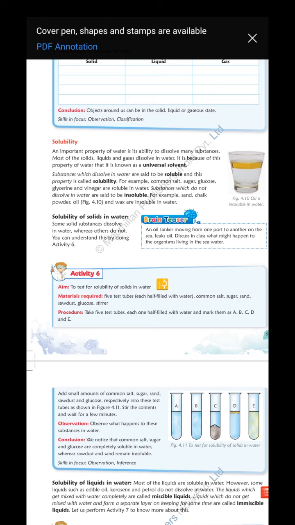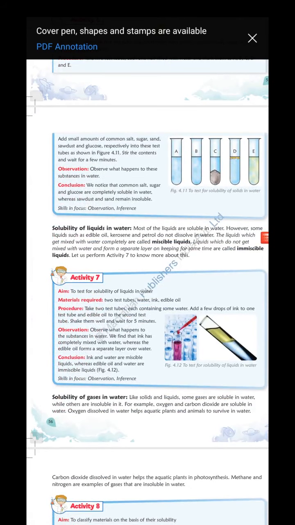Dissolve means completely dissolve; that property is called solubility. Some materials are soluble and some are insoluble. Those that completely dissolve are called soluble materials, and those of which only some amount dissolves and some does not are insoluble. All of those come under the solubility concept. Solubility, hardness, and the next one is solubility of liquids in water: miscible and immiscible liquids.